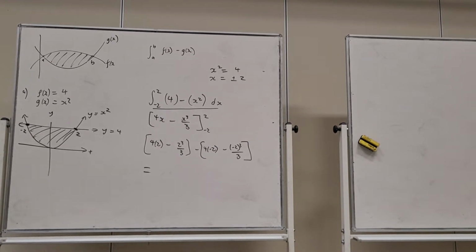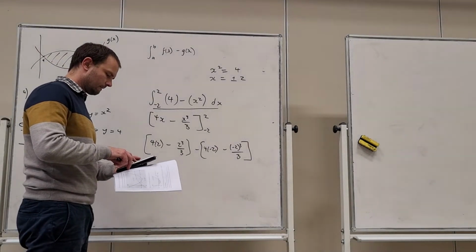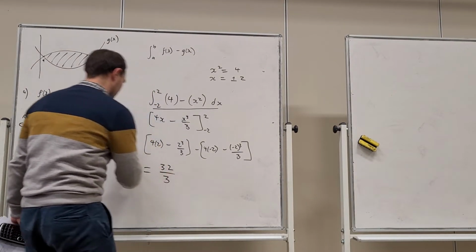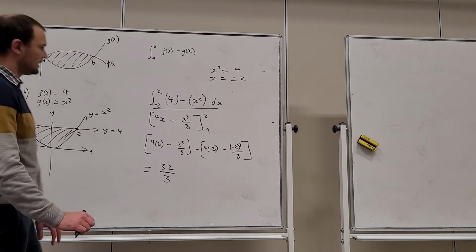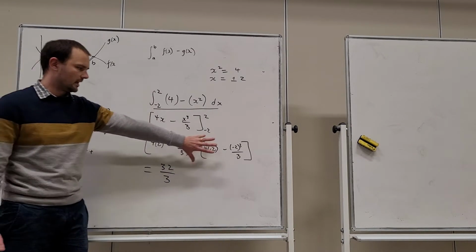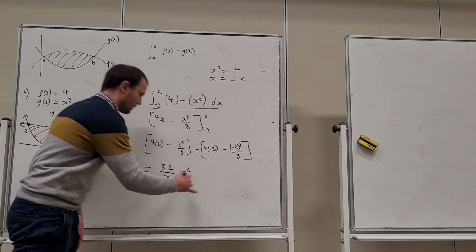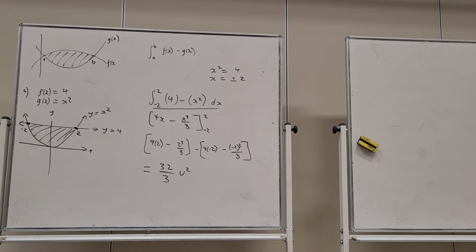Let's check. 32 on top of 3. Right, so that works in this circumstance, and it's nice to do it like this because it's just numbers that are going to collect together. So that's 32 on 3 units squared, the area between the function 4 and the function x squared. Excellent. So then let's move on to B.